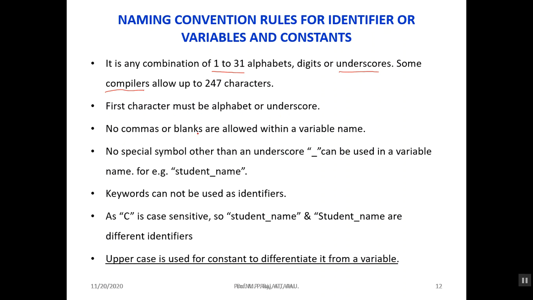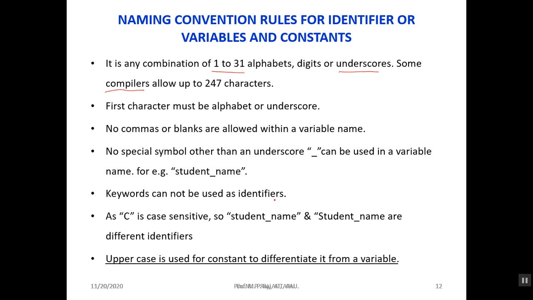No commas or blanks are allowed within a variable name. So if I write student name, I cannot leave a space over here. Employee name cannot have a space in it. It can be either continuous or you can use underscore in between to show that there was a space. So no commas or blanks are allowed. No special symbols other than underscore are allowed in your name.